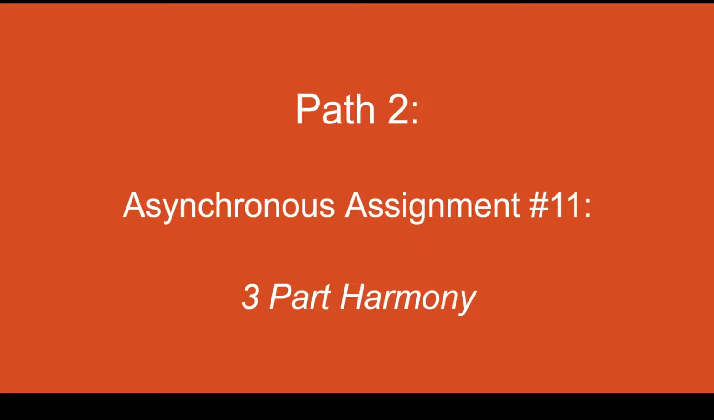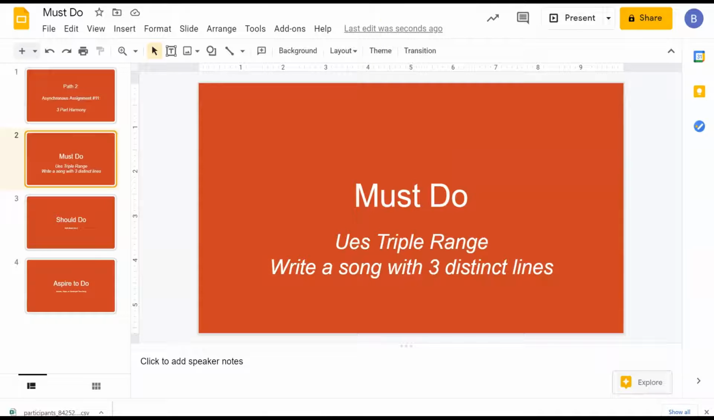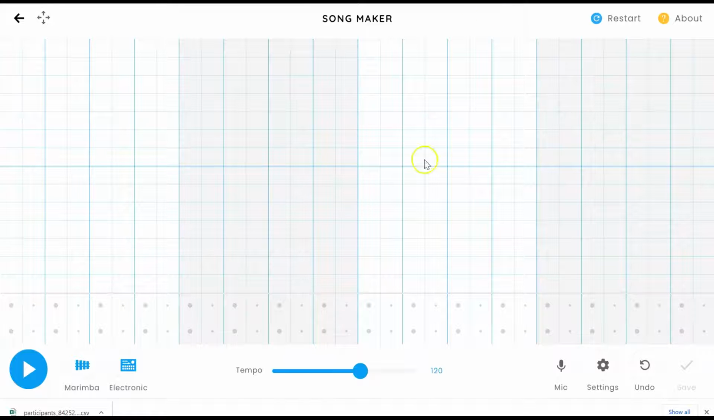Let's go ahead and check out the must-do. On today's must-do, you must use triple range, and you must write a song with three distinct lines. Let's take a look at what that means.